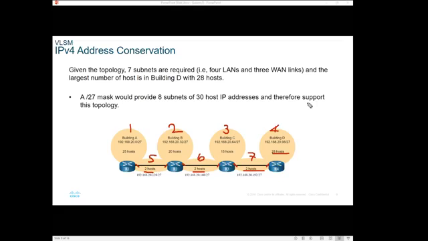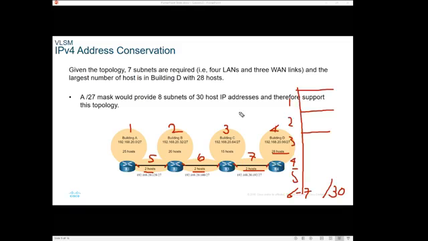So you will have 1st, 2nd, 3rd, 4th, 5th, and then 6 to 7 will have slash 30, because you only need to borrow 2 bits. So 2 raised to the power 2, that's 4. Minus 2, you are left with 2 addresses. You only need 2 addresses, just one for this end, one for this end, and so on. So that's for your WAN links, number 6 to 7.